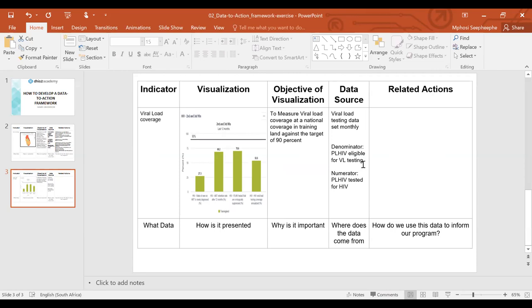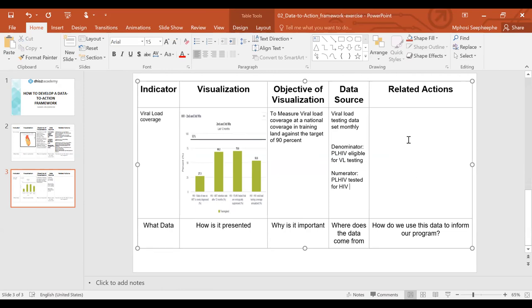And here we believe that if we break our data set into denominator and numerator, all people living with HIV who are eligible for viral testing should compose our denominator, while our numerator should be those people who actually tested for, not really for HIV, I said tested for HIV, but I like to say tested for viral load. So our denominator is people who are eligible for viral load testing, and our numerator should be people who actually tested for viral load.